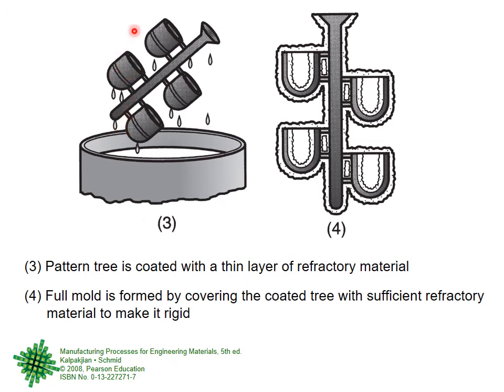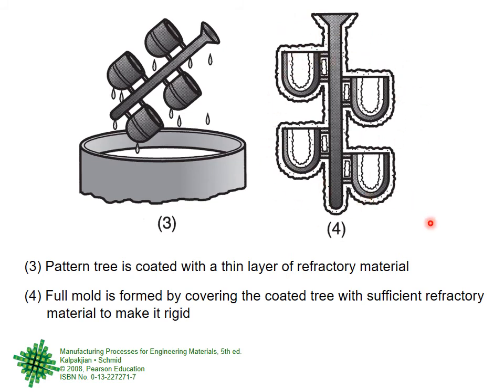So now the coating is made of sand or ceramic powder or whatever, right? And then the full mold is formed by covering the coated tree with sufficient refractory material to make it rigid, right? There should be enough amount. So now you can see this shell. Inside it is wax, and inside here and outside here it is coated by the refractory material, which can be very fine sand or very fine ceramic powder or whatever. So now this is your mold, right?